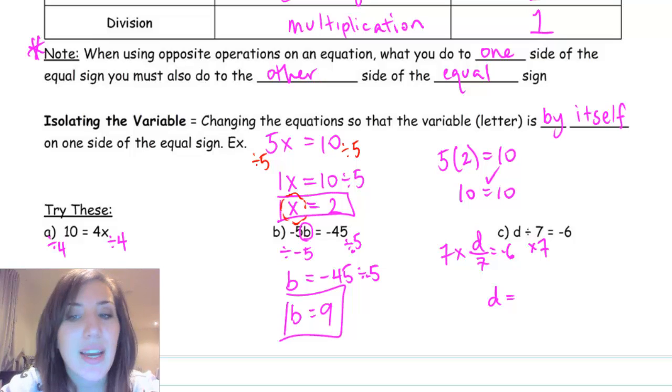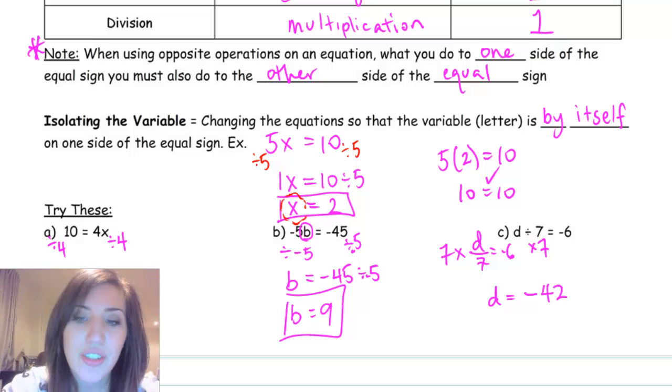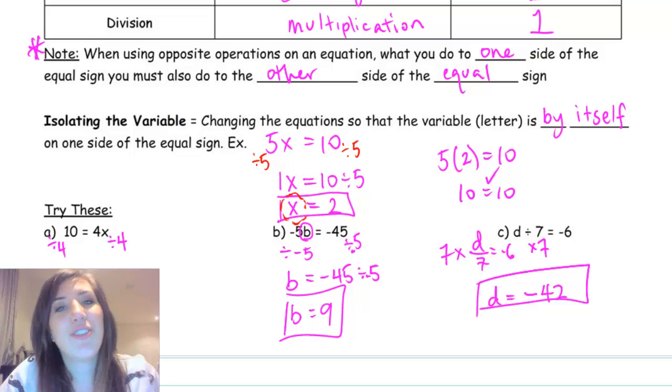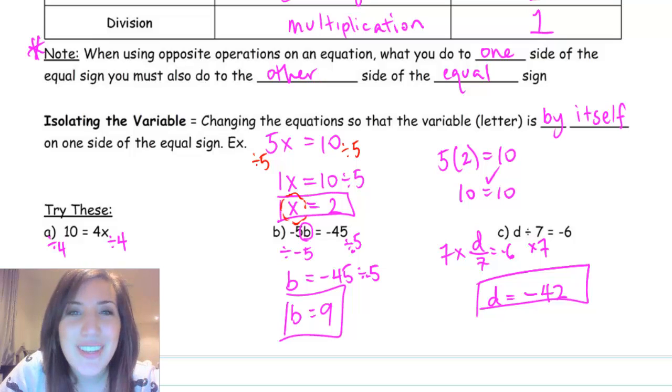And negative 6 times 7, they have opposite signs, a negative and a positive, so our answer is going to be negative, and 6 times 7 is 42. Let's double check. If you plug in negative 42 divided by 7, you should get negative 6.